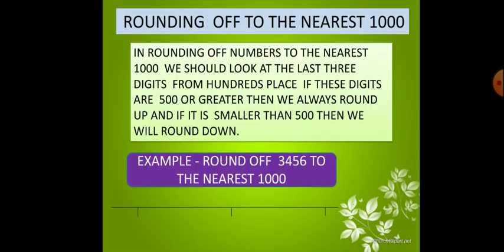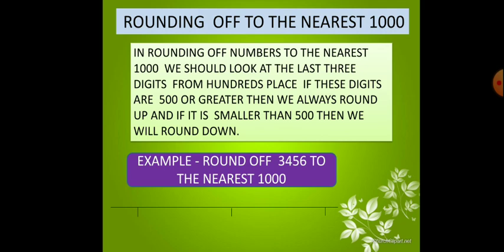Children, previously we learned rounding off to the nearest tens and rounding off to the nearest hundred. Today we will learn rounding off to the nearest thousand. See children, in rounding of numbers to the nearest thousand, we should always look at the last three digits from the hundreds place. If these digits are 500 or greater, then we always round up. And if it is smaller than 500, then we will round down.